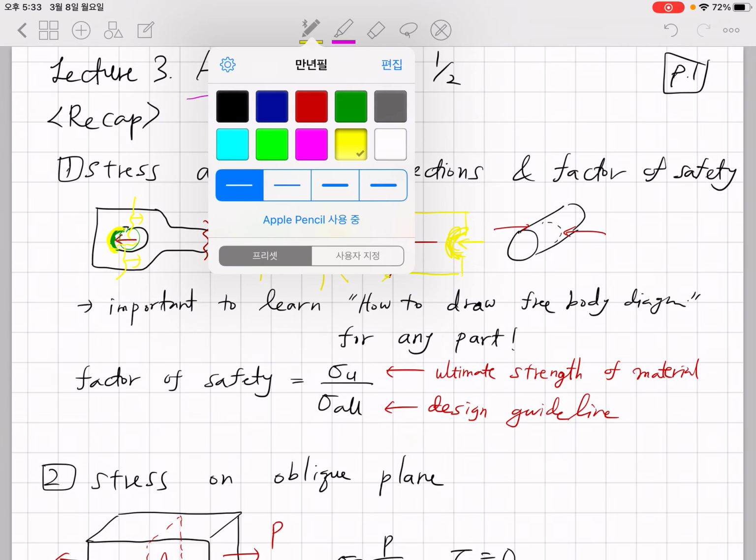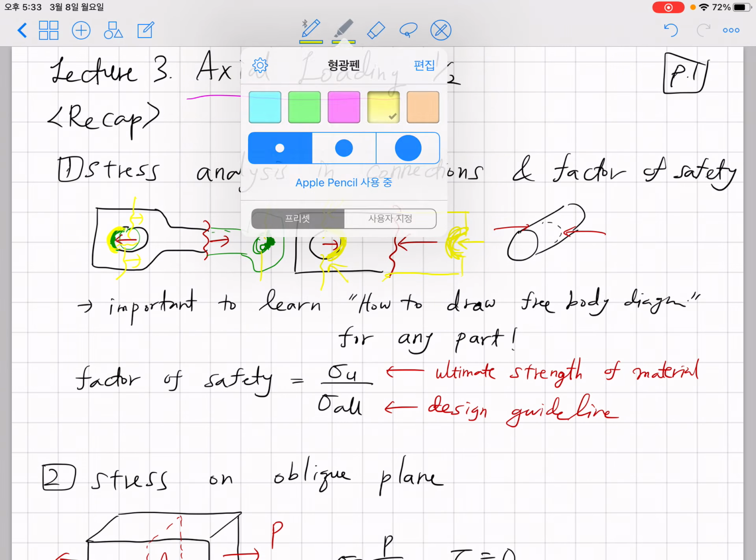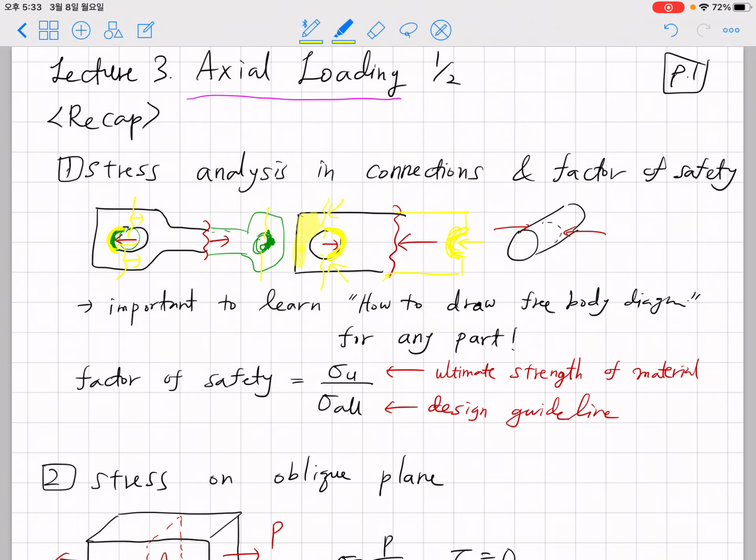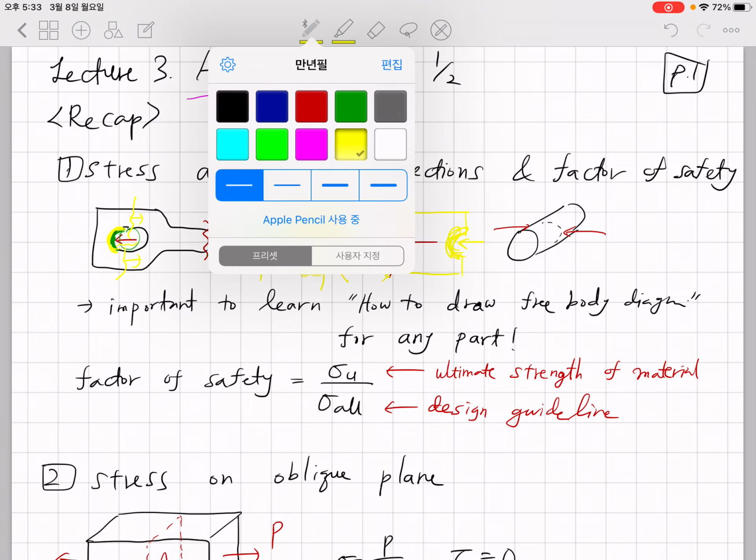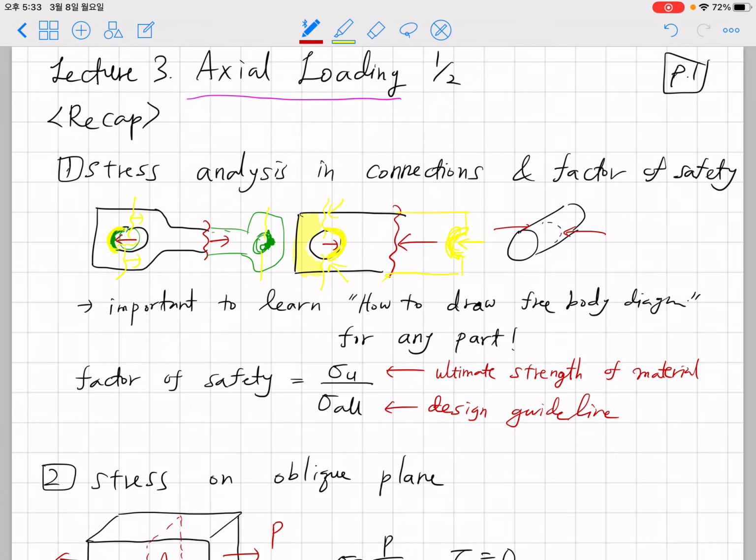And if you look at the volume here, if you focus on this imaginary volume, what you can see here is there is no force acting on this imaginary yellow volume, okay? So you don't need to worry about safety here and there.